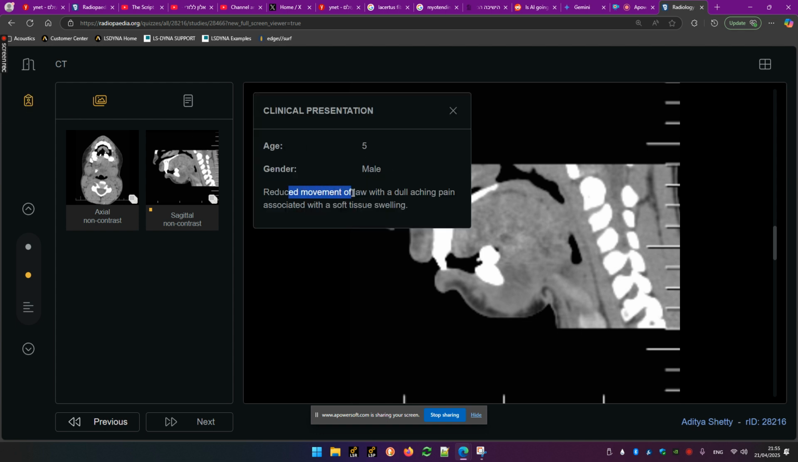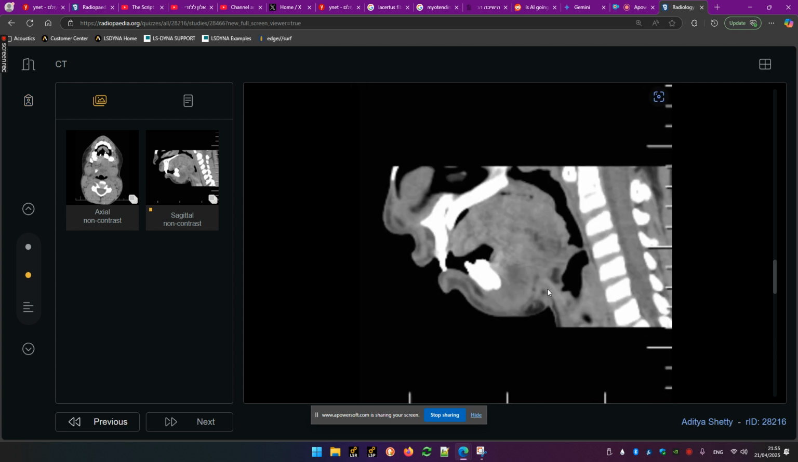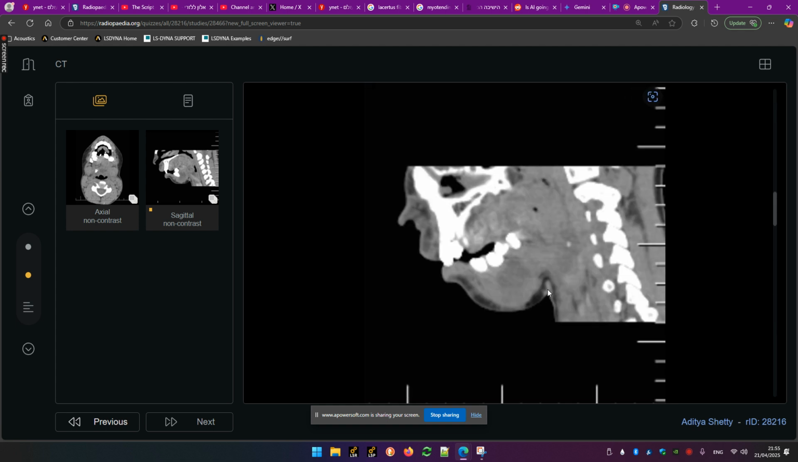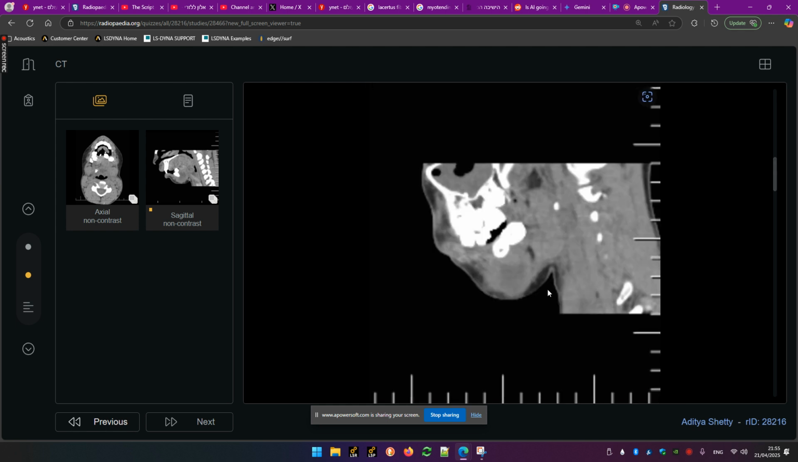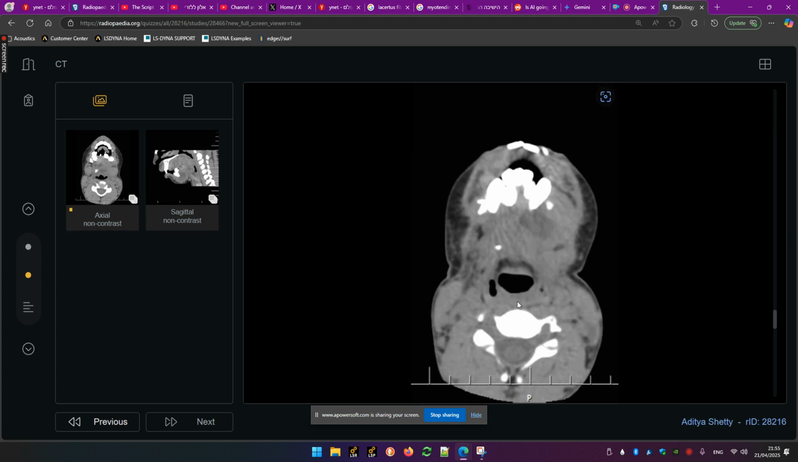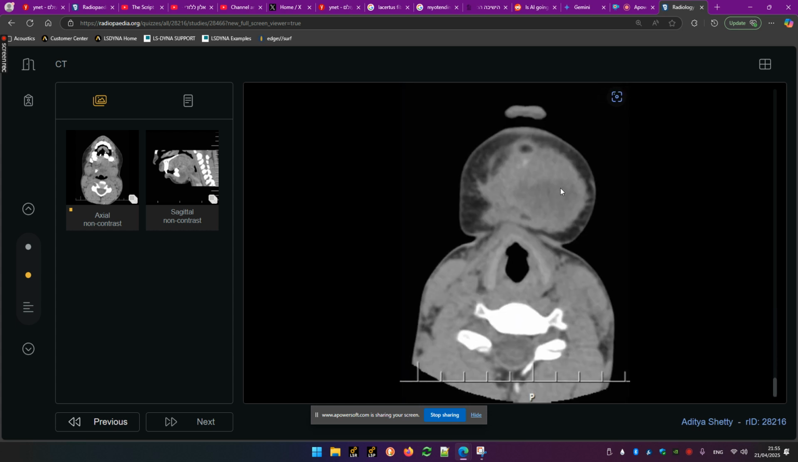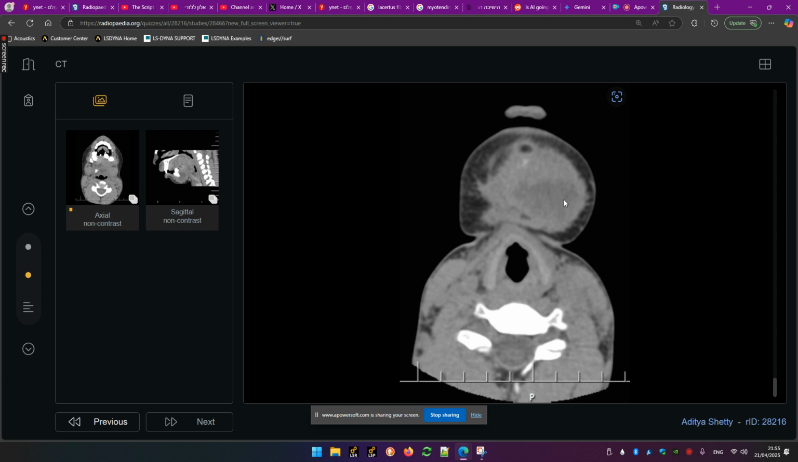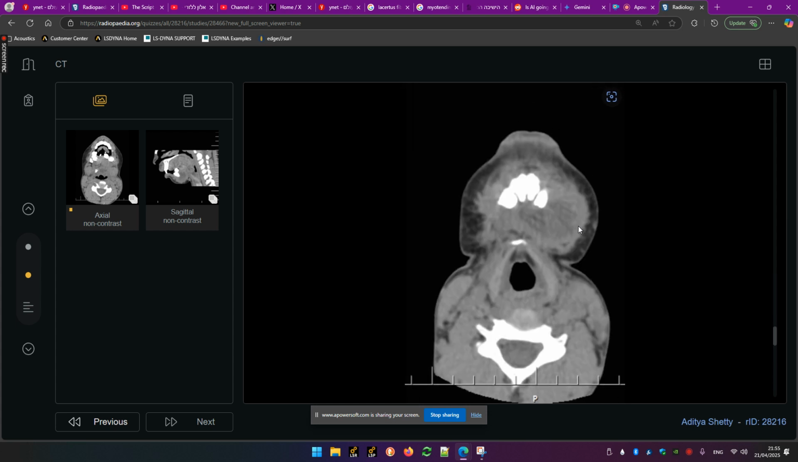Just swelling, reduced movement of the jaw with dull aching pain associated with soft tissue swelling. Maybe there is an abscess or something. I don't see any central hypodense area with a rim enhancement, but they didn't give contrast. Maybe there is an abscess right over here, because there is an area of hypodensity. Why didn't they give contrast? Maybe I even see some fat stranding around this.